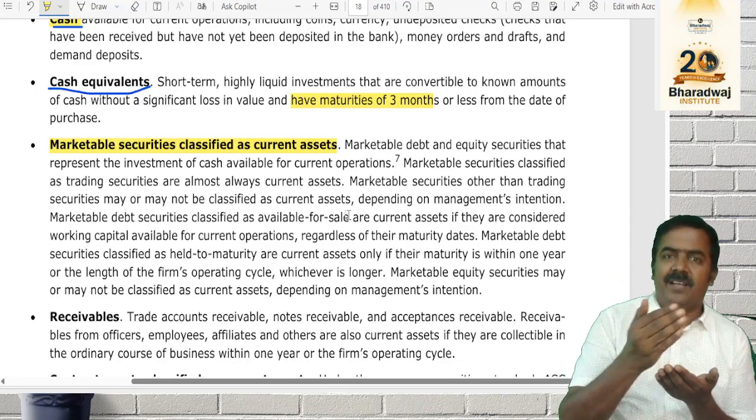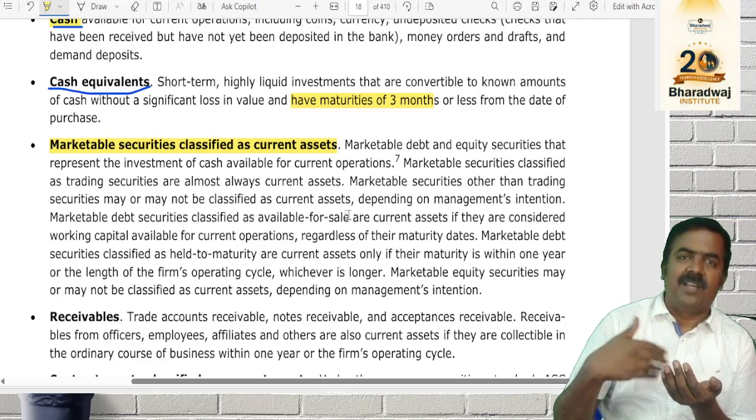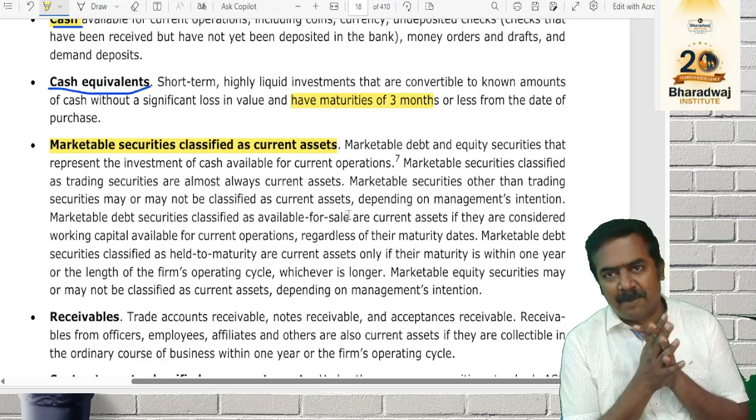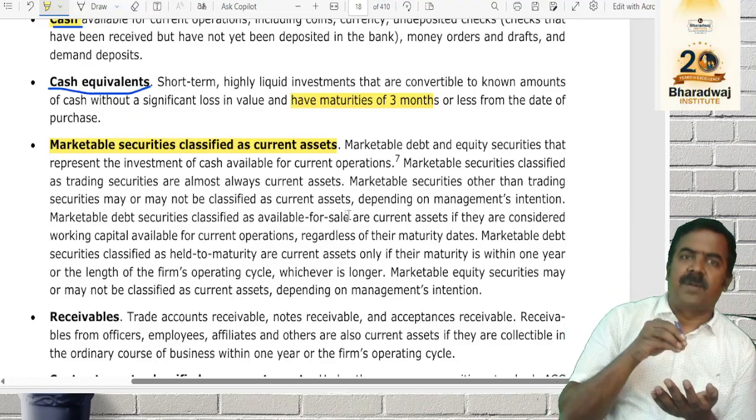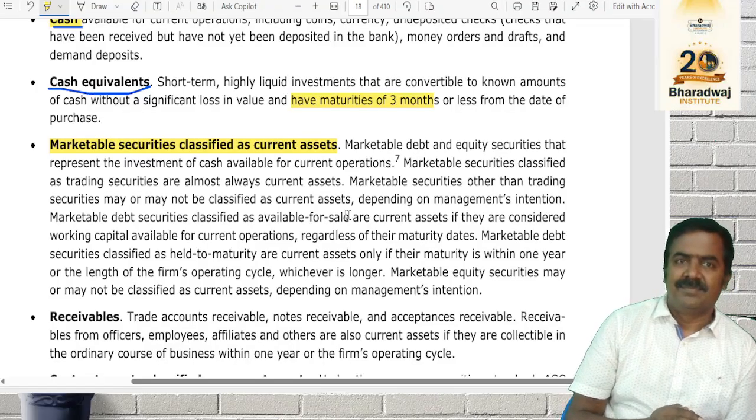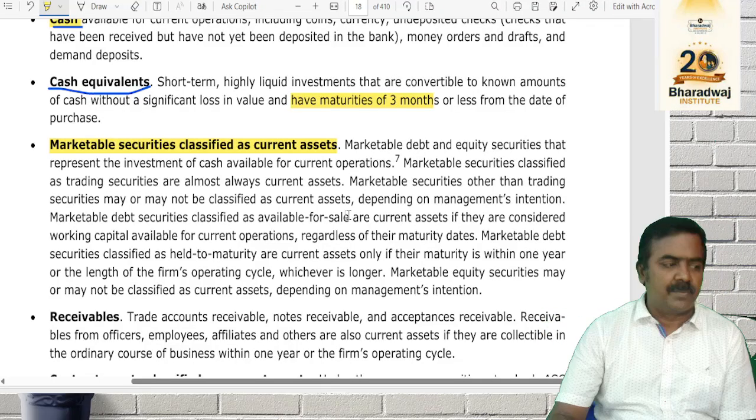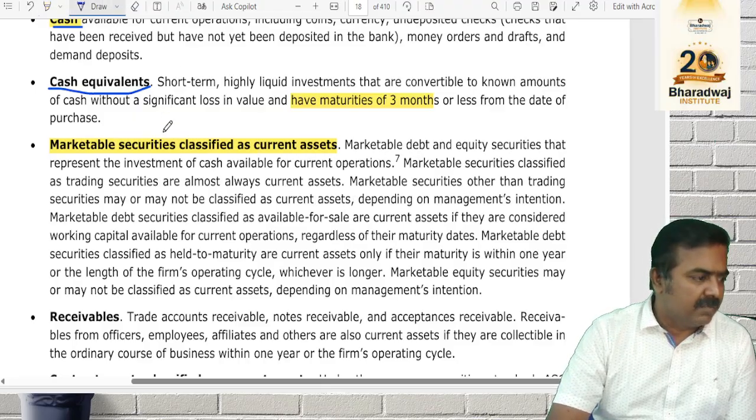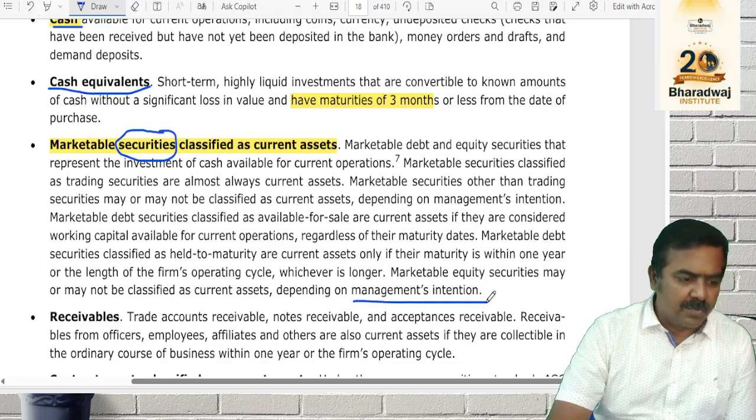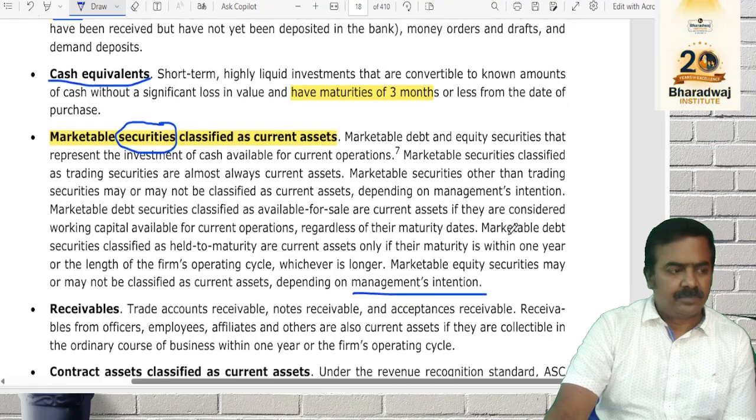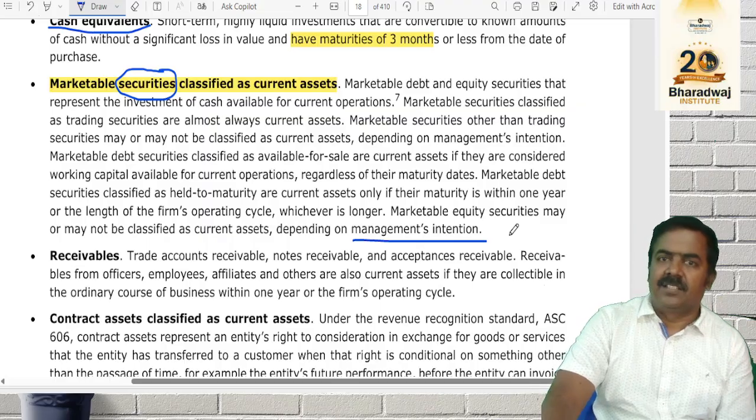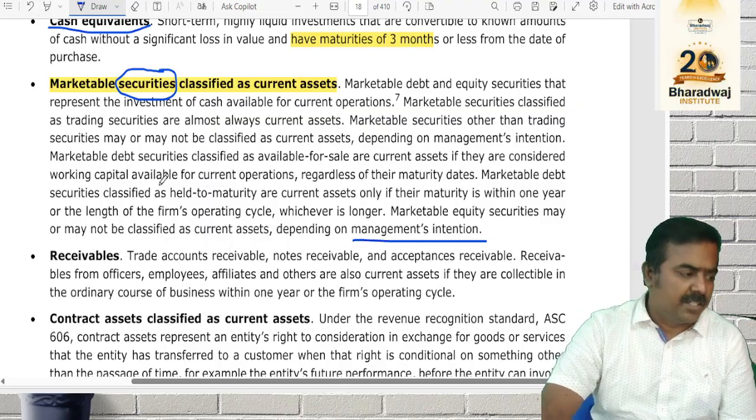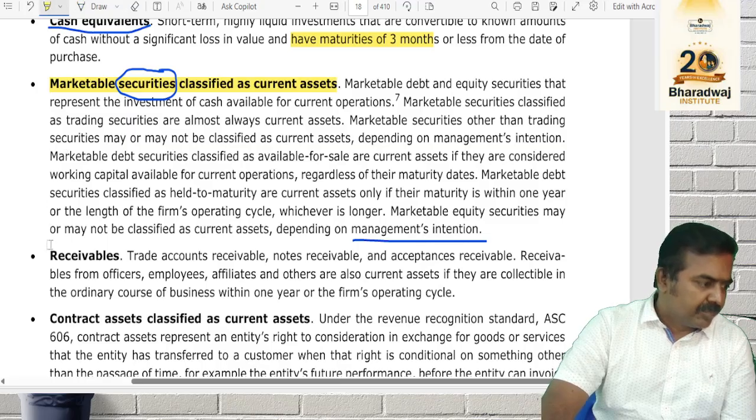If they want to buy and sell whenever there is a profit, it will become which one? A marketable security. If you are investing and planning to hold for a longer term, then that will become what? Non-current investment. So will securities become current assets or non-current assets? Depends on management intention. Investment in shares, is it a fixed asset or a current asset? Depends upon your intention. What is the next one?